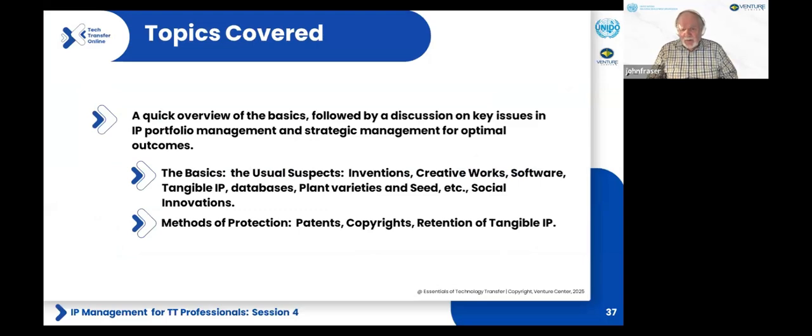I've been asked to give a quick overview of the basics, focus on a couple of key issues, and talk about this. So the basics are pretty straightforward. There are the mechanics, inventions, creative works, which are copyright protected, usually not patent protected. Software, tangible IP like antibodies or genetically modified mice, databases of information, and as Dick has talked, plant varieties and seeds. And oh, here's a new word, social innovations.